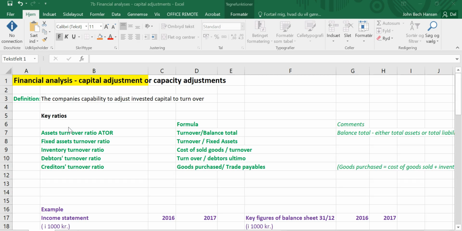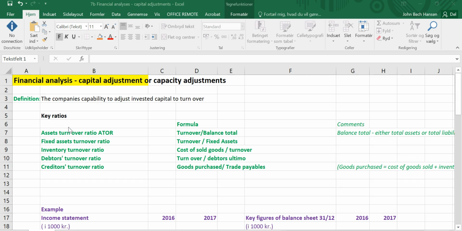So let's say the turnover is 2 million and the total balance is 1 million. Then we have a turnover ratio of 2. Now, if we reduce our capital investments to, let's say, half a million, and we still have a turnover of 2 million, we'll have an asset turnover ratio of 4, because the balance, the total investment, has been measured or turned over 4 times over a year.